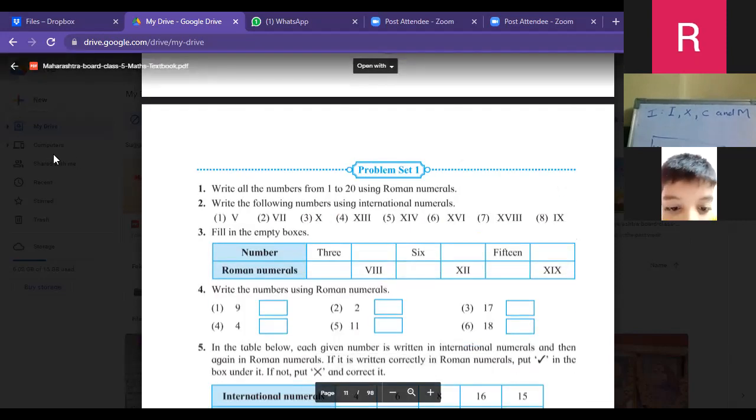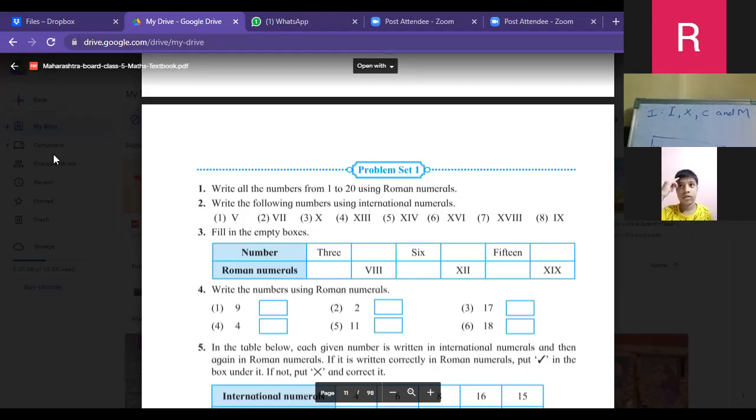Write all the numbers from 1 to 20 using Roman numerals. Can you do it as homework and afterwards let me know how you have done it? In the textbook, write it down as homework. Now, write the following numbers using Roman numerals.